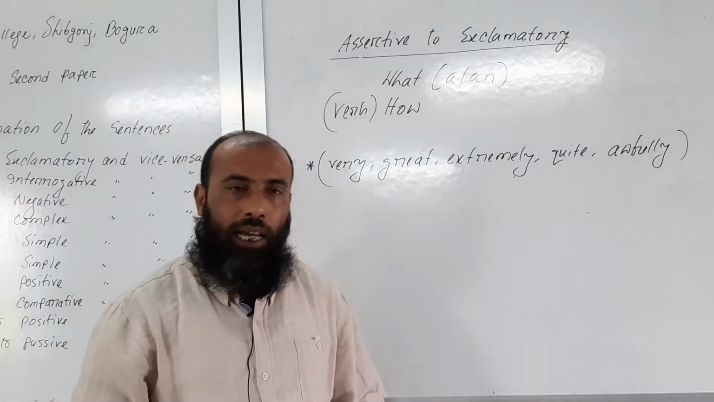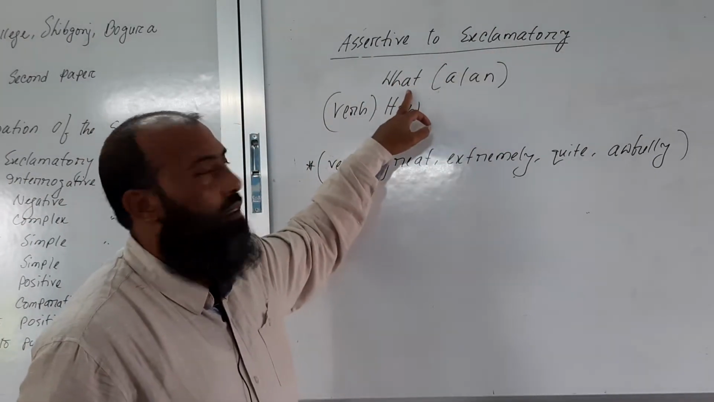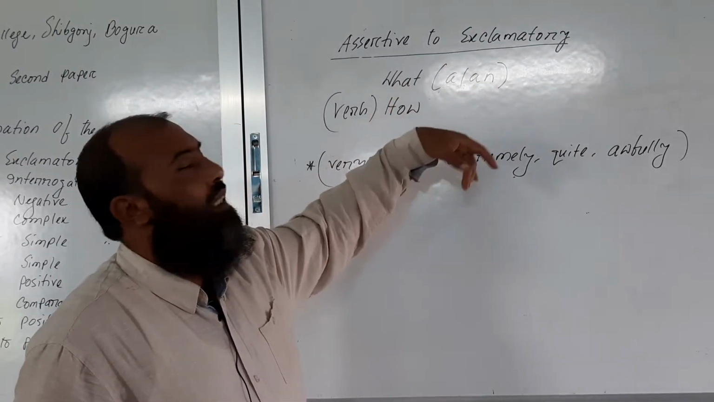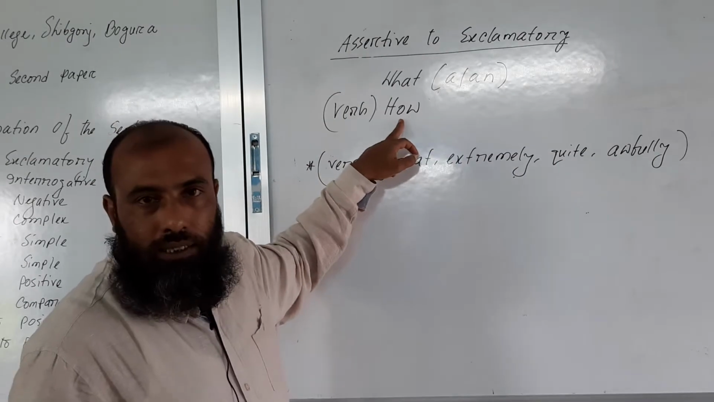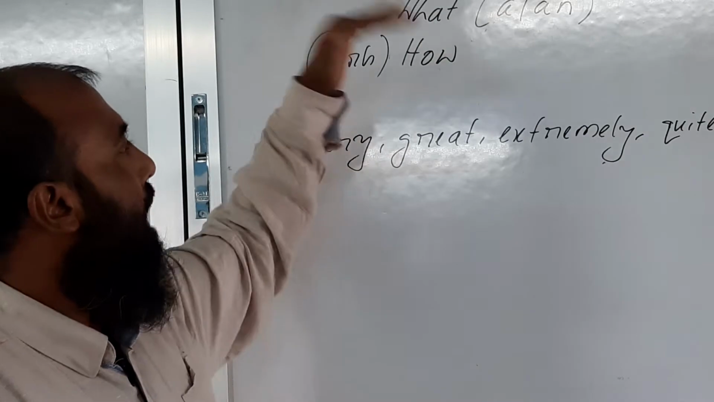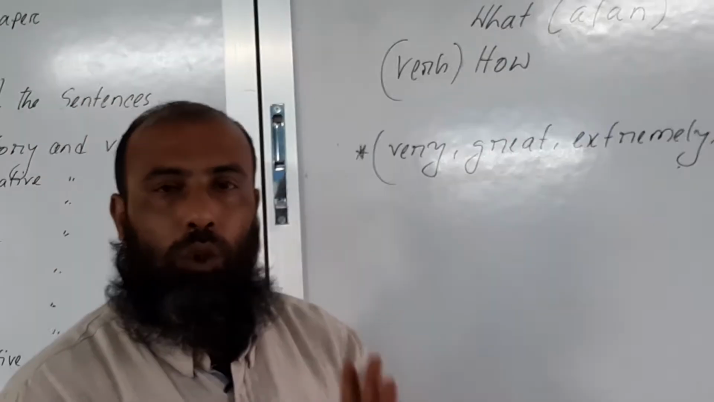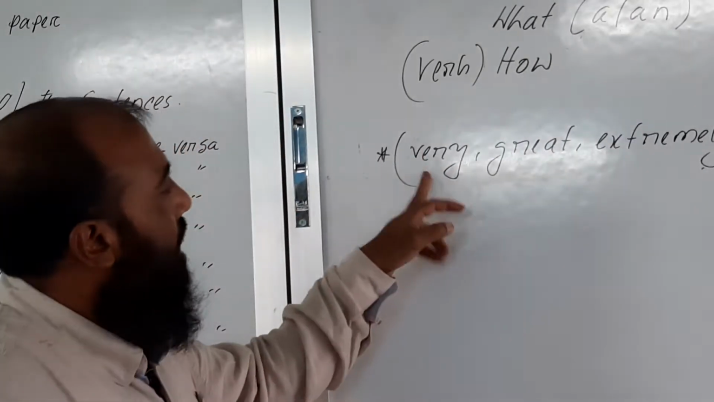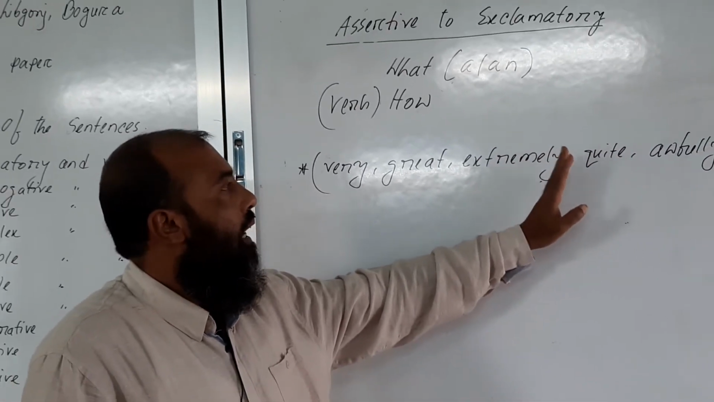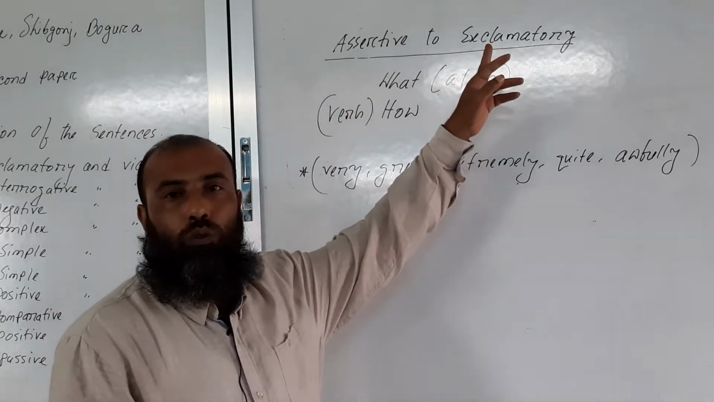Clear? Again, if we want to change from assertive to exclamatory one, you have to start the answer with what if there is a or an. And if there is no a or an, then you have to start the answer with how. Just before a or an, you have to use what. And just after verb, you have to use how. Remember, certain words should be omitted. These are very, great, extremely, quite, awfully. These words can be used in assertive sentence, but these words can never be used in exclamatory one.